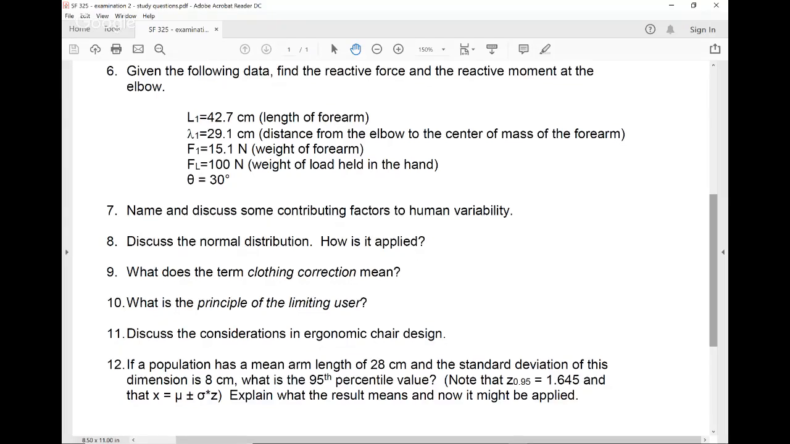Questions on that? Yeah, yep. So we would add those two up to get our final torque at the elbow, and that would be 23.6.